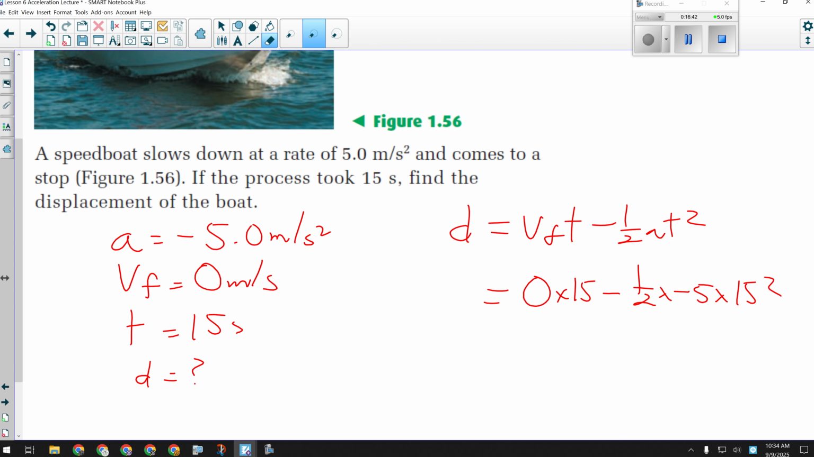I want to subtract a negative number so I get a positive displacement. This is what I was talking about on the last slide. If VF is 0, you still have to put it in. That way you get the right sign on your answer in terms of vectors. When I punch that into my calculator, I keep that 0 in there.